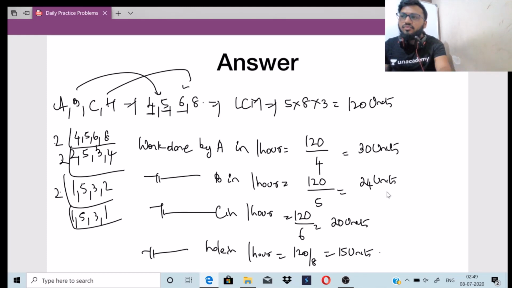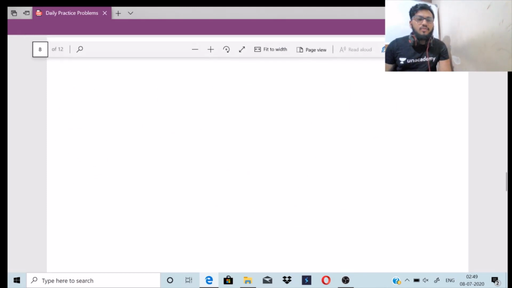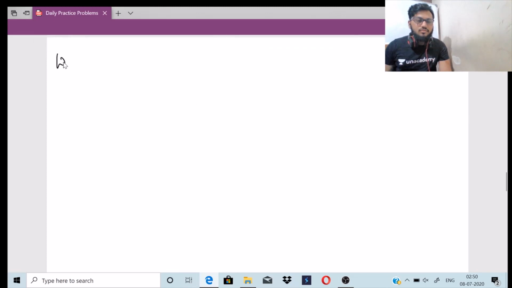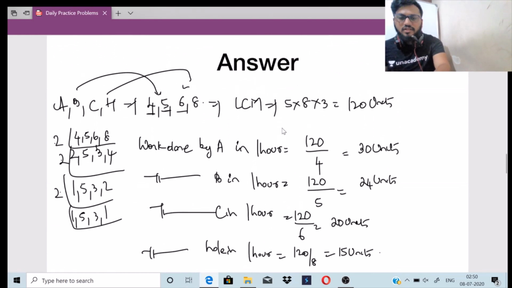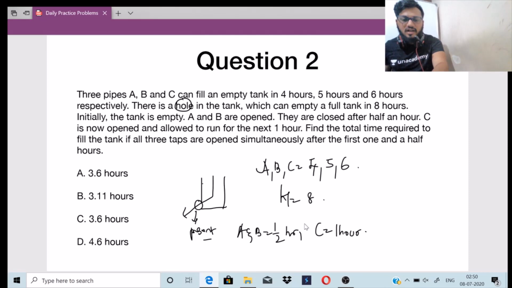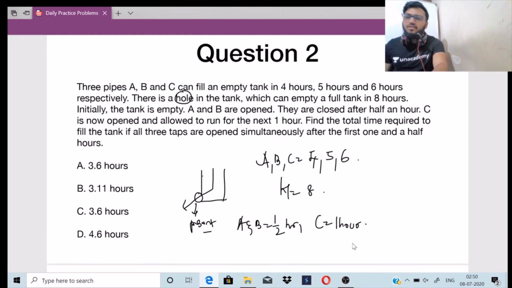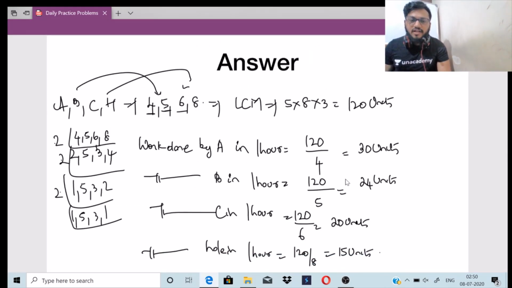Now let us go forward. The work done in the first 1.5 hours, right? For 1.5 hours they both were open. And what they have told is, A and B are open for half an hour, C is open for the full hour, right? So what should I take A and B as?